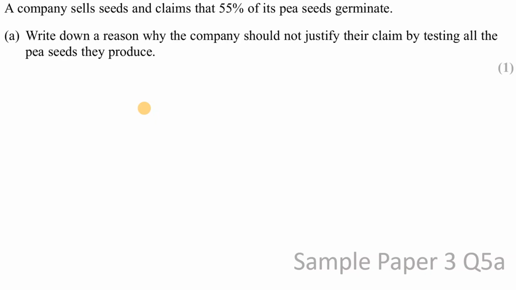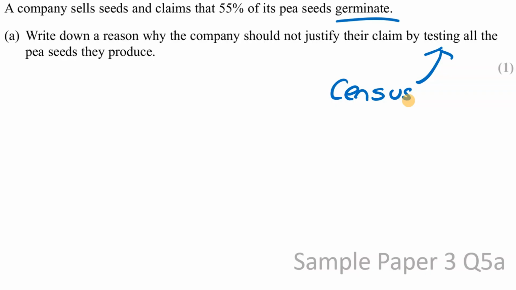And then for part A, we need to write down a reason why the company should not justify their claim by testing all of the pea seeds they produce, for 1 mark. If they're testing every single pea seed they produce, by the way, if you don't know what germinate means, it essentially just means when the seed starts to turn into a plant and it's no longer a seed. If they're testing all of the pea seeds they produce, this is an example of a census, and we talked about this as one of the disadvantages of a census.